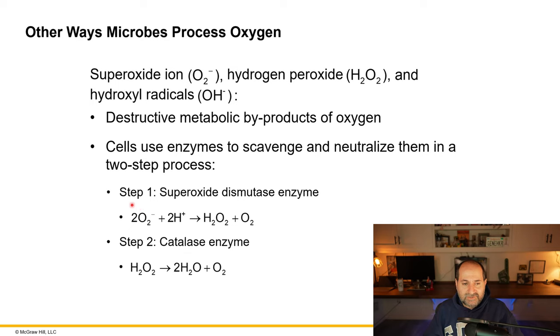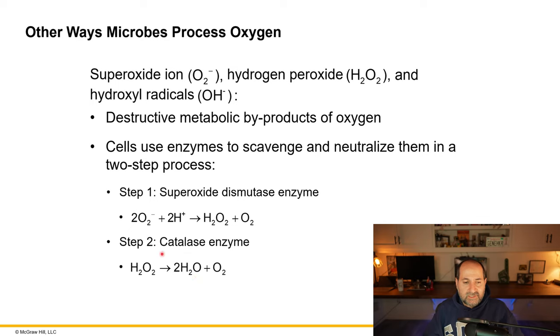So for instance, cells use enzymes that they code for with their genes to scavenge and neutralize these ROS in a two-step process. For example, step one, the enzyme produced by a bacterium or microorganism, superoxide dismutase, will convert superoxide radical, or superoxide ion, O2-, to hydrogen peroxide, right? Hydrogen peroxide is still a form of ROS. It is a reactive oxygen species. However, the second enzyme, again coded for by a microbial gene, the enzyme catalase, will then take that hydrogen peroxide and convert it to harmless water.